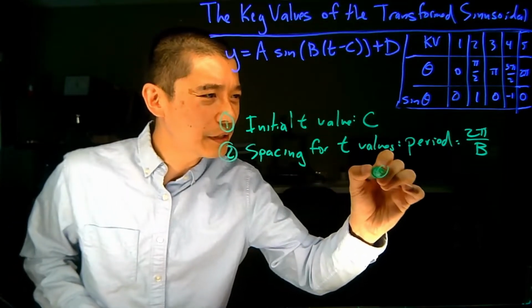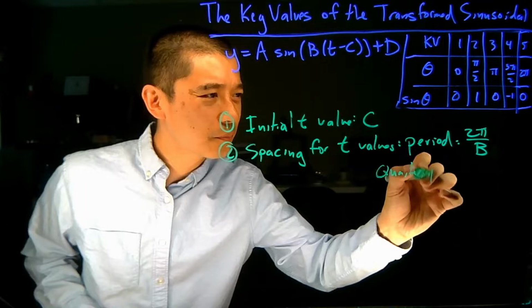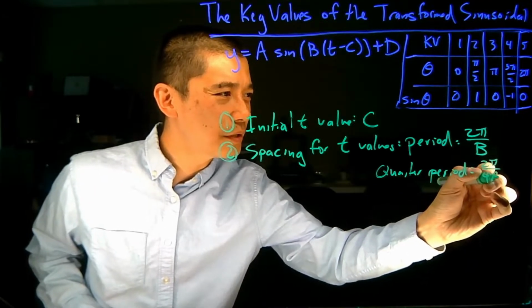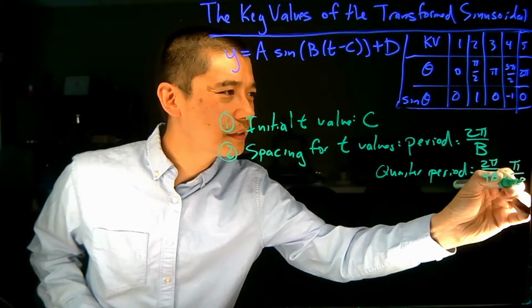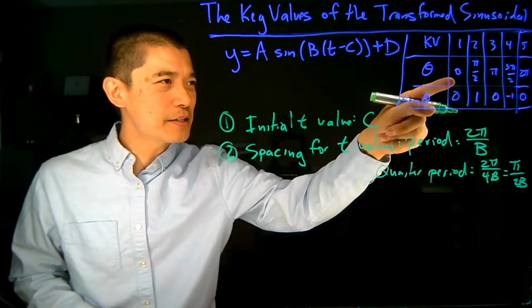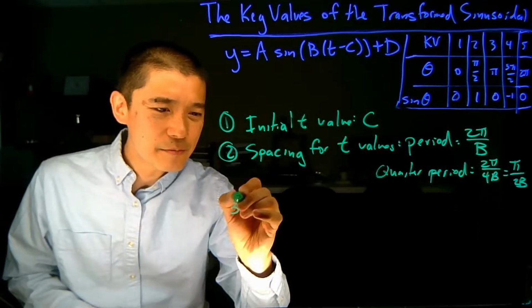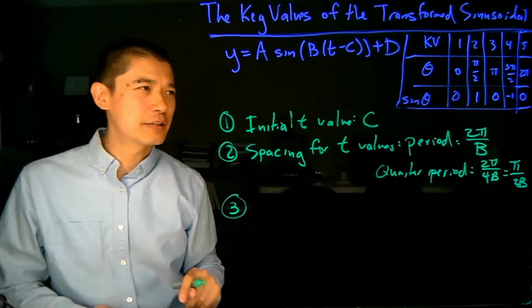And then the quarter period is just a fourth of this. So it's going to be 2 pi over 4b, which is also pi over 2b. And so this gives us the spacing to go from one to the next to the next to the next to the next. And then we have to look at the vertical values, which is this line down here.